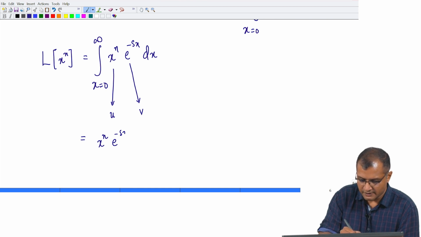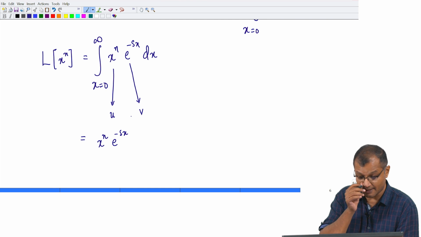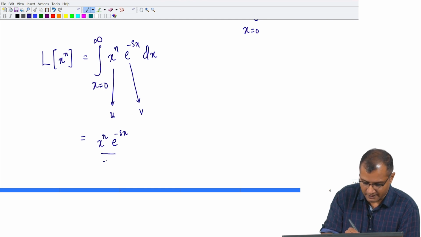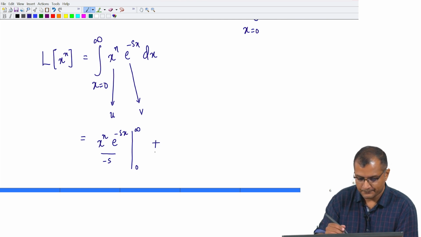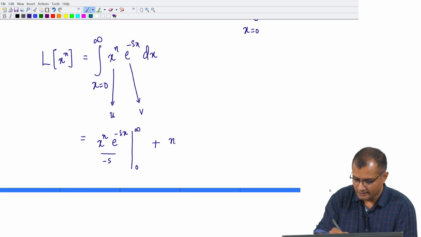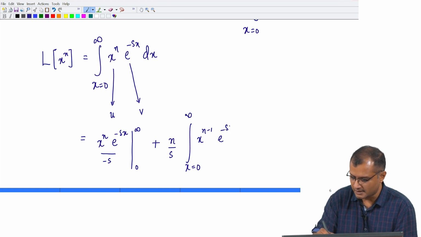What you get in the first term is x raised to n e raised to minus s x over minus s, and you apply the integration limits, plus n by s into the integration x to the power n minus 1 e raised to minus s x dx.